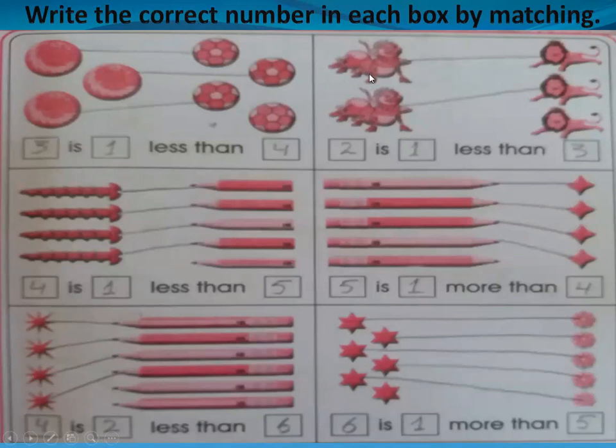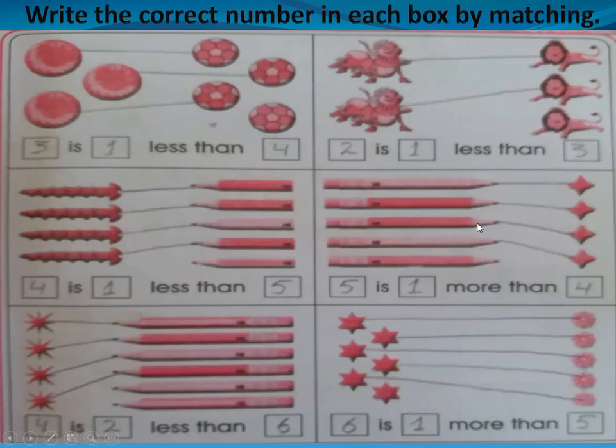And the next one, after matching it, we see here the 2. These are 2. 2 is 1 less than 3. This 3 shows the lion and this 2 shows the bee. So 2 is 1 less than 3. Okay. Count it. How many? Yes. 4 is 1 less than 5. These are the 4. We write here the 4. 4 is 1 because 1 is left. So 1 less than 5.